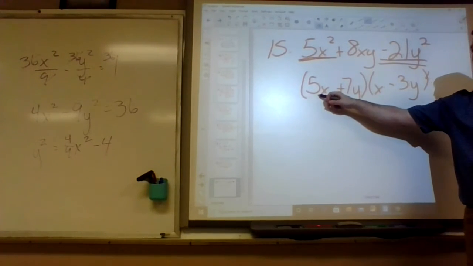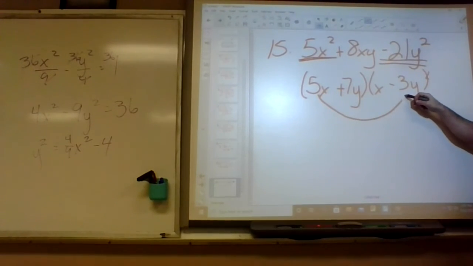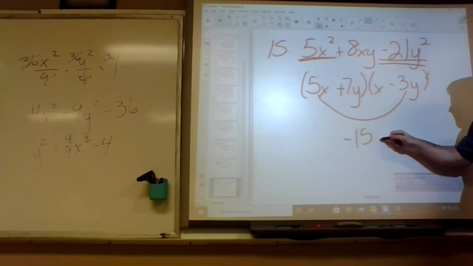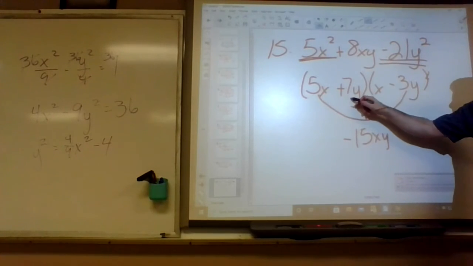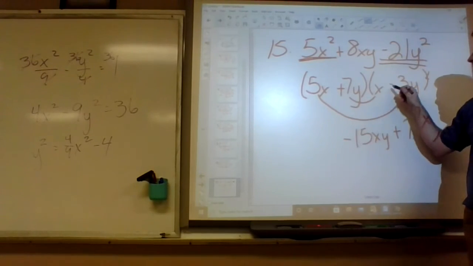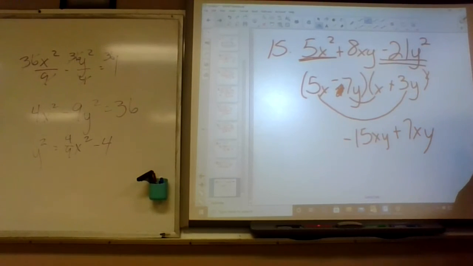Okay, we're not sure it's right yet, though. We got to check it. Outside is definitely negative 15xy. Inside is minus 7 plus 7. What's negative 15 plus 7? Negative 8. So switch it. Switch the plus and minus. I got it first try. I didn't listen to you when it was around. That's why I switched it.